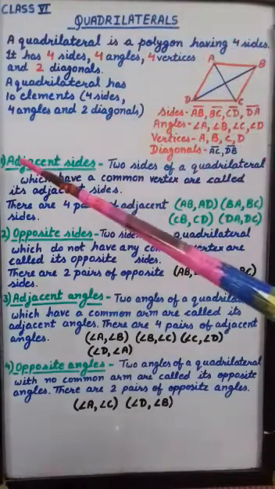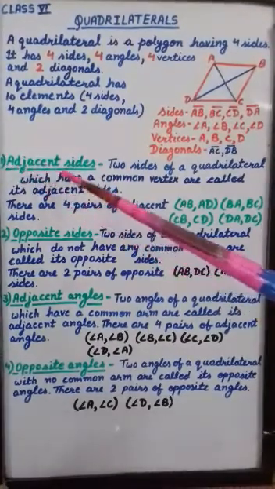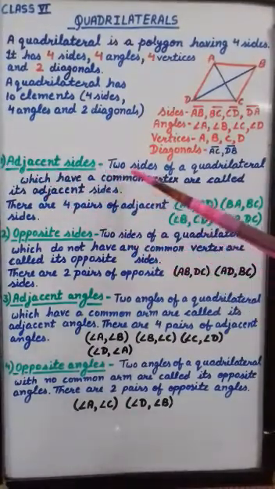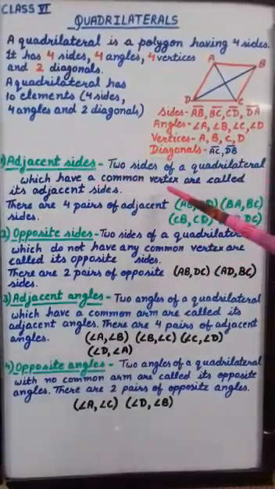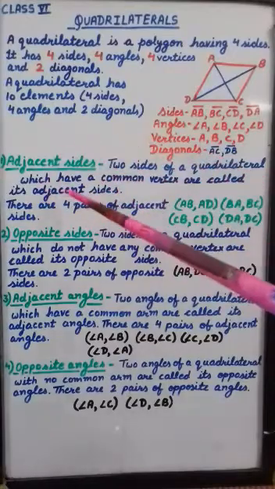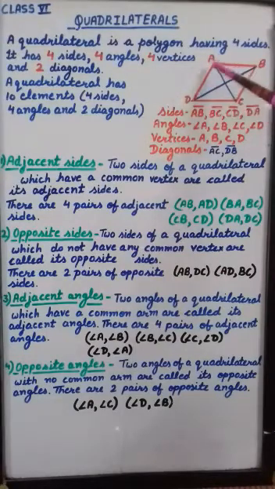Now let's talk something more about it. Number one, let's talk about its adjacent sides. Two sides of a quadrilateral which have a common vertex are called its adjacent sides. So here we can see that from one vertex, two sides are there from a common vertex. So these are called adjacent sides. There are in all four pairs of adjacent sides.